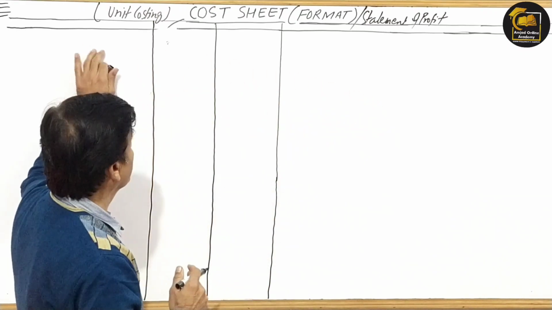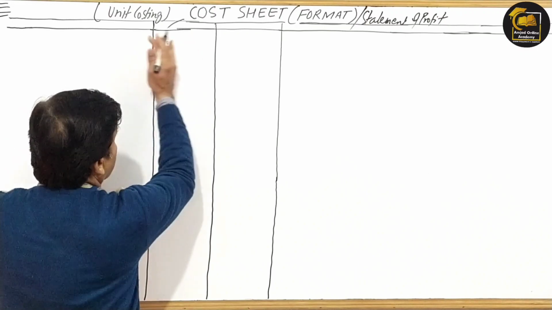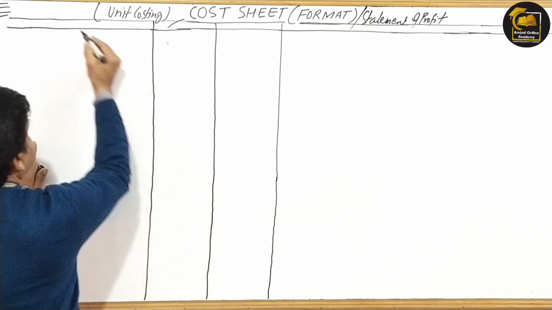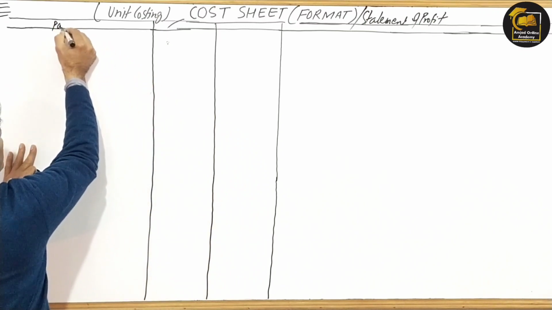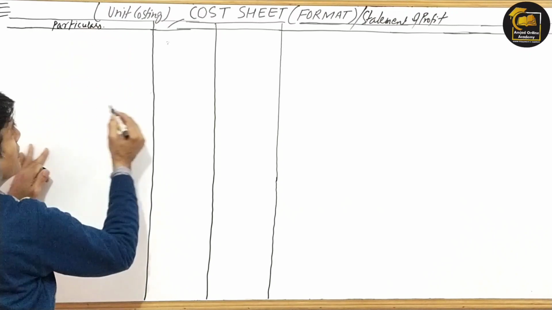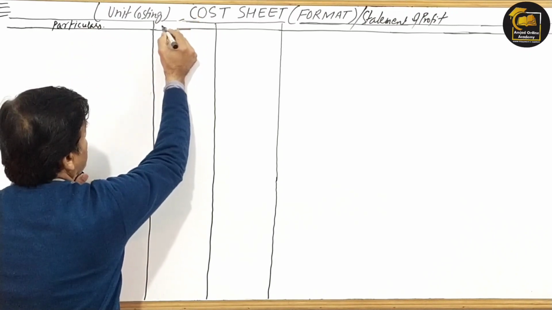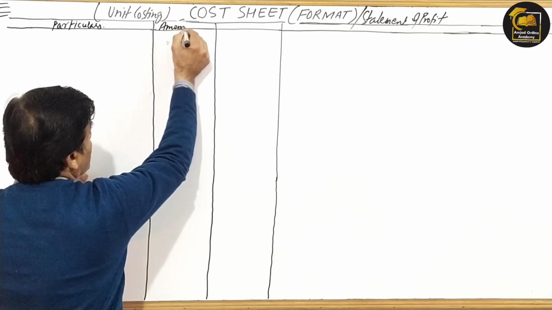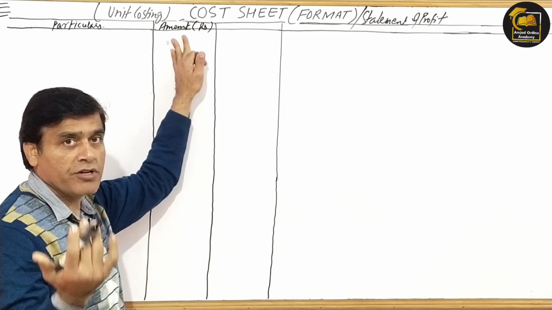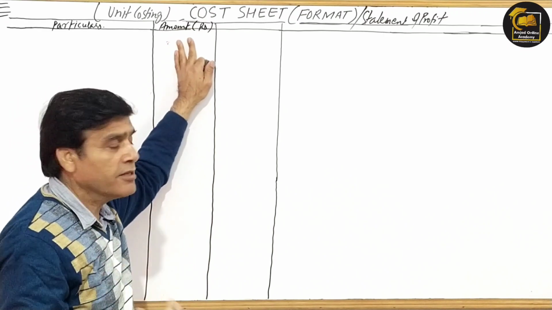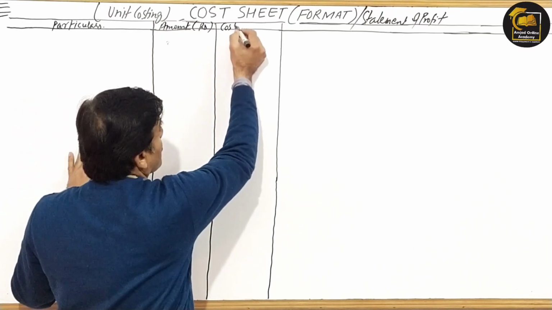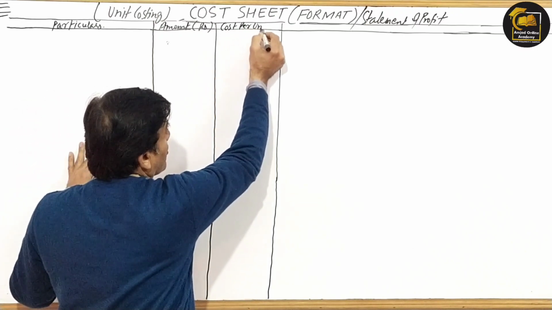So I am starting from here. Look, the format of the cost sheet starts from here. This is the first page of your register, you can say. The first column is particulars, and this is amount, definitely in rupees or INR, right? Amount means the quantity, that may be dollar, that may be rupees, right? That may be pounds, whatever. And here the cost per unit.